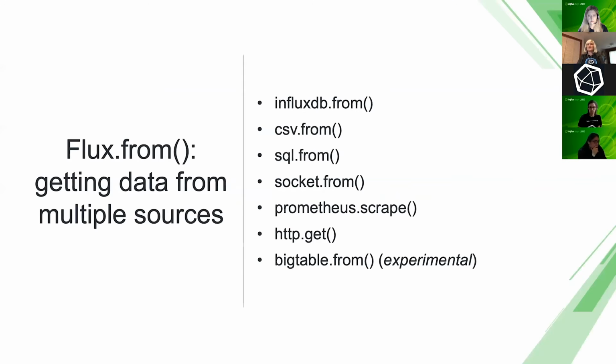So here are some examples of from methods that are currently supported. So influxdb.from to pull in from an InfluxDB database, CSV, SQL, sockets, Prometheus, HTTP to pull from a website, and we have an experimental one to pull from Google Bigtable. So this is just the start. Flux hasn't been around as long as Telegraf. I don't know if we're going to get to 170 Flux from methods, but who knows?